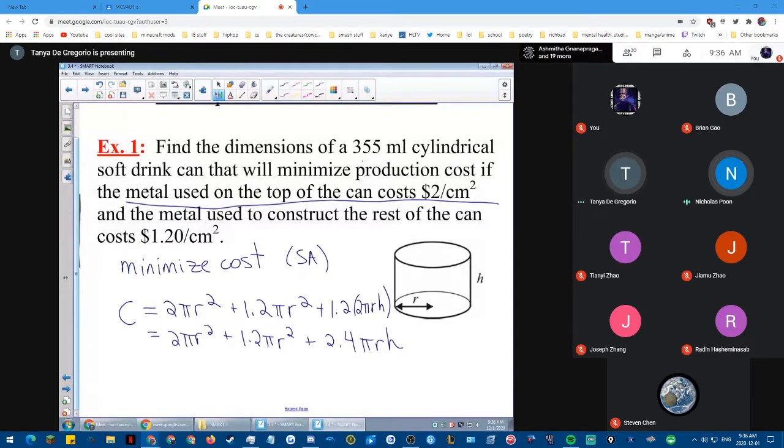So, what else does it tell us? There's another one. Volume? Yeah, they're telling us the volume. They didn't say volume, but we know it's the volume because it says that the can holds 350 milliliters. That's the volume. Okay, so what's the volume of a cylinder? We've already seen it.